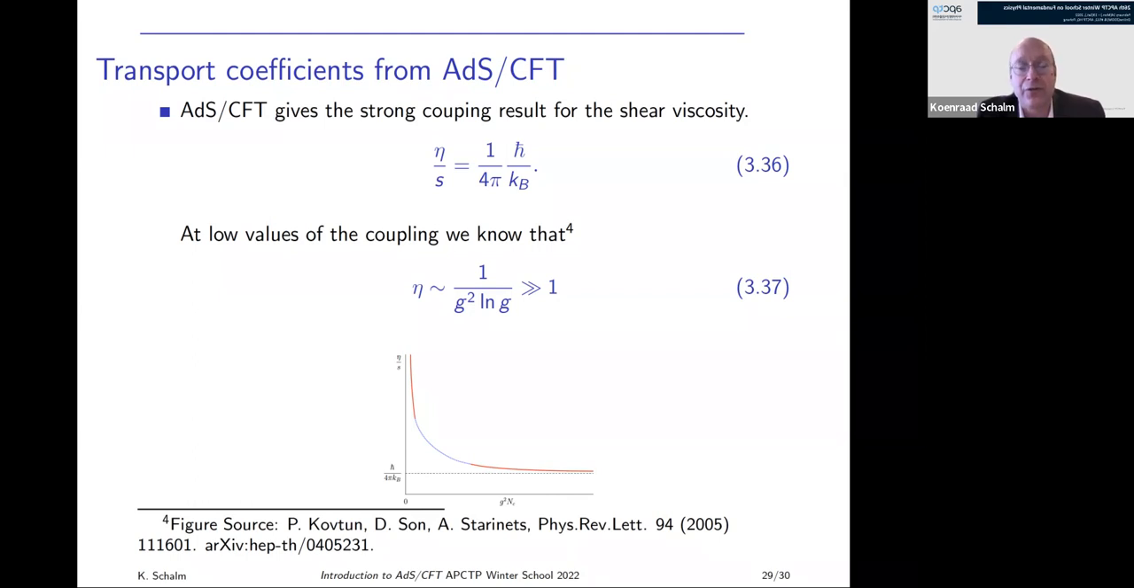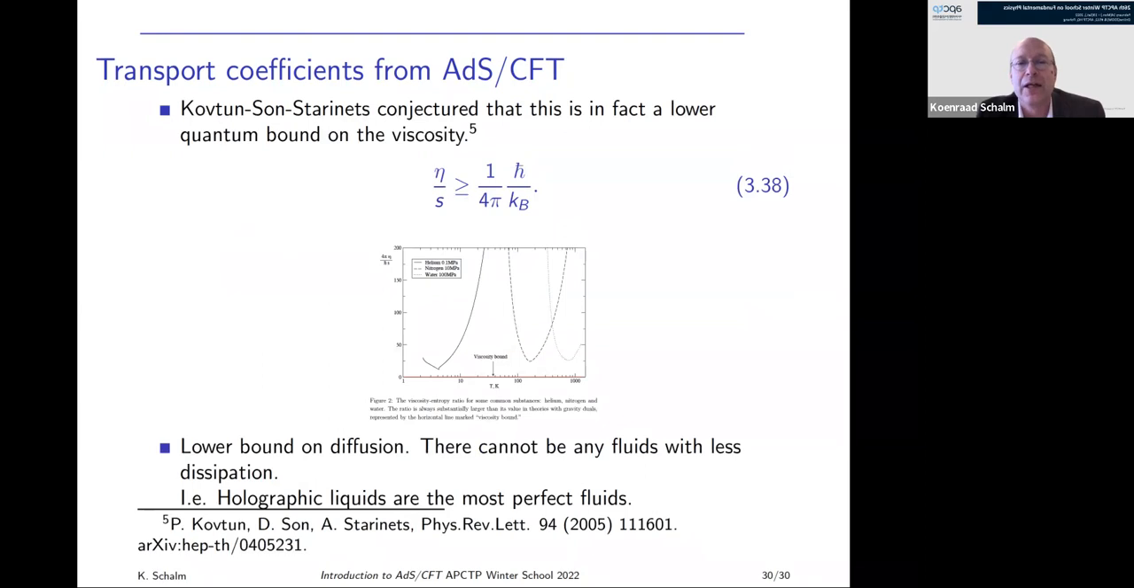And this gave rise to a very deep and powerful conjecture that has caused a lot of excitement in the field and a lot of follow-up work. So Kovtun, Son, and Starinets conjectured that this is a lower quantum bound on the viscosity, that eta over s is always bounded from below by 1/4 pi times h bar over k_B. And you can do some very simple checks with a weakly coupled gas, helium, nitrogen, and an ordinary real fluid, liquid water. And you see that indeed these objects don't even come close to this viscosity bound. So real fluids obey this.